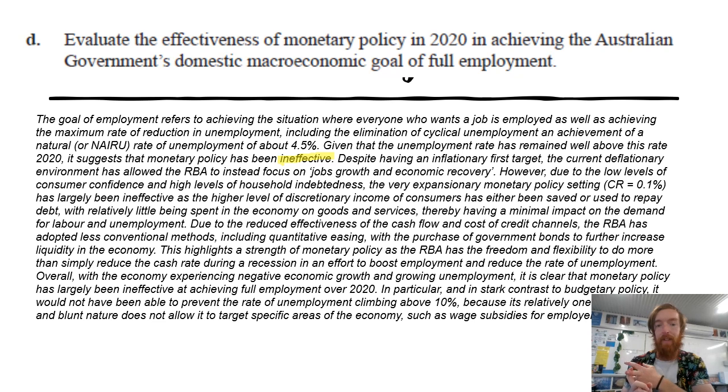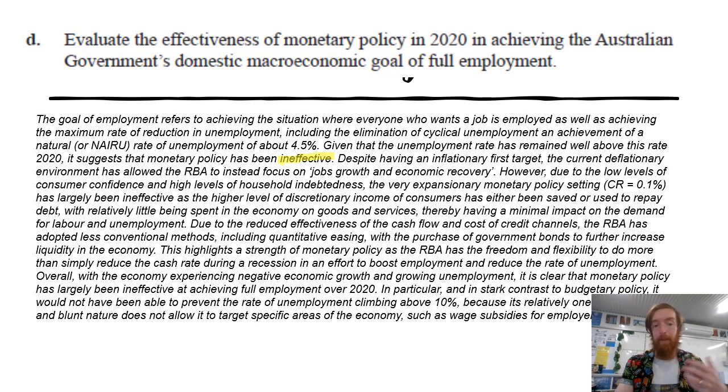Due to the reduced effectiveness of the cash flow and cost of credit channels, the RBA has adopted less conventional methods, including quantitative easing, with the purchase of government bonds to further increase liquidity in the economy. This highlights the strength of monetary policy, as the RBA has the freedom and flexibility to do more than simply reduce the cash rate during a recession in an effort to boost employment and reduce the rate of unemployment.